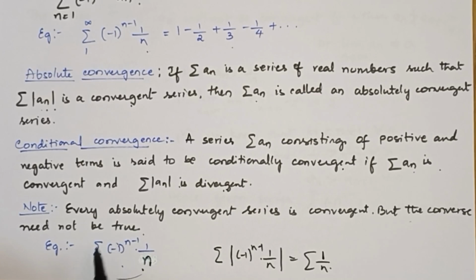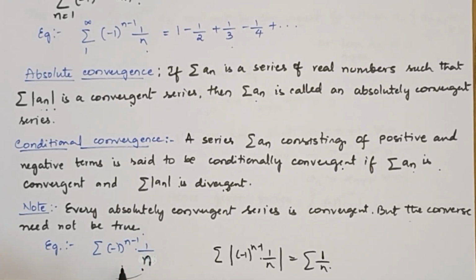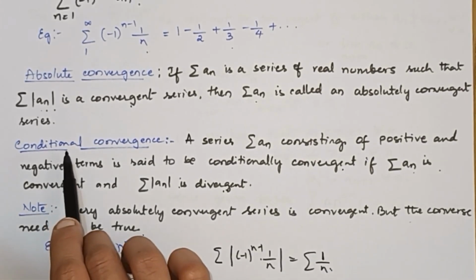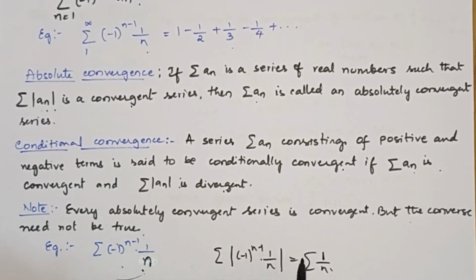For example, take this series. This series is convergent. I will show how it is convergent using the Leibniz test. But now, when you take the modulus of the nth term of this series, it gives you summation 1 by n. Using the p-series test, we know that this series diverges. Therefore, this series converges conditionally because modulus of an diverges, whereas the given series converges.